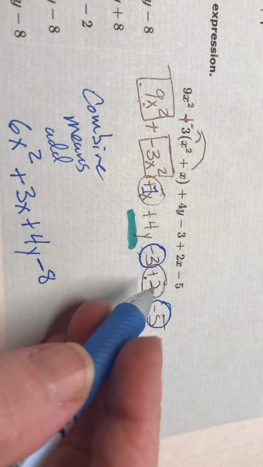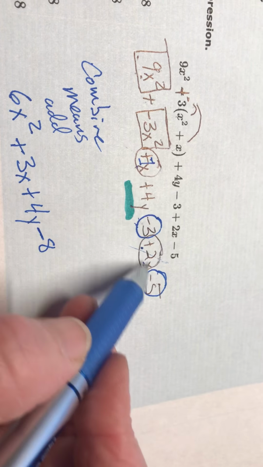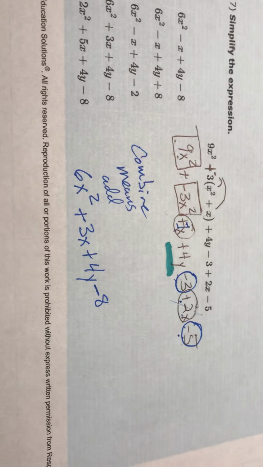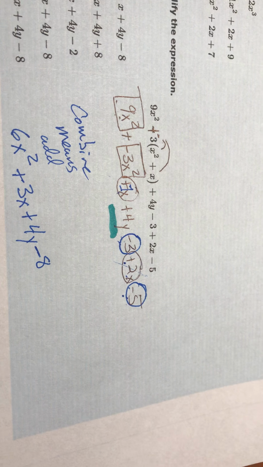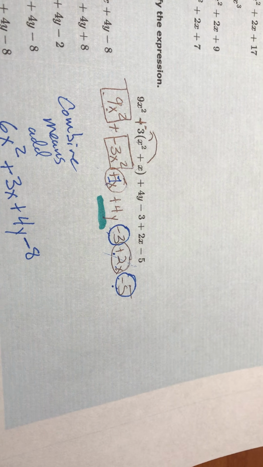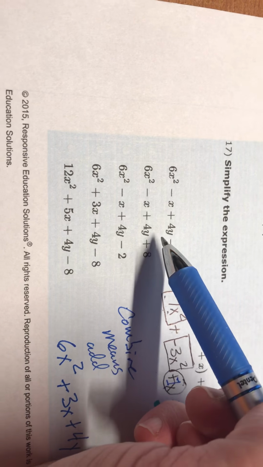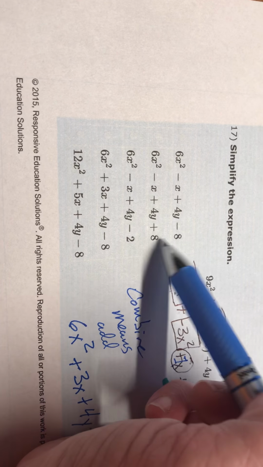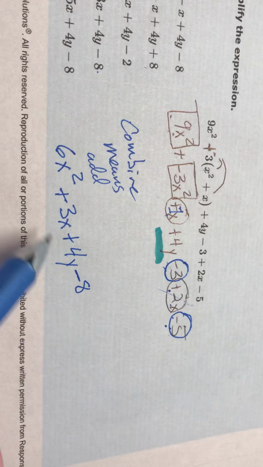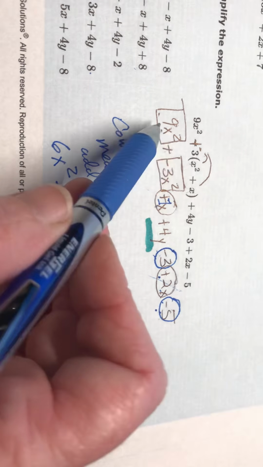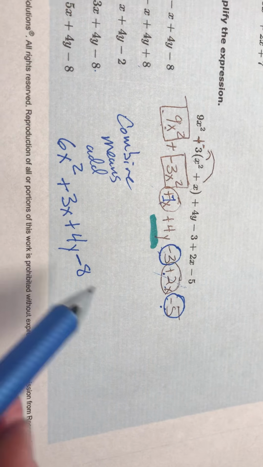All right, that one's already gone. I already took care of those guys. So that's it. 6x squared plus 3x plus 4y minus 8. So you can kind of see the answer choices, and the problem was very tricky right here, trying to trip you up. But if you will do this, use colors, circle your like terms with the signs, you can't go wrong. You can't go wrong.